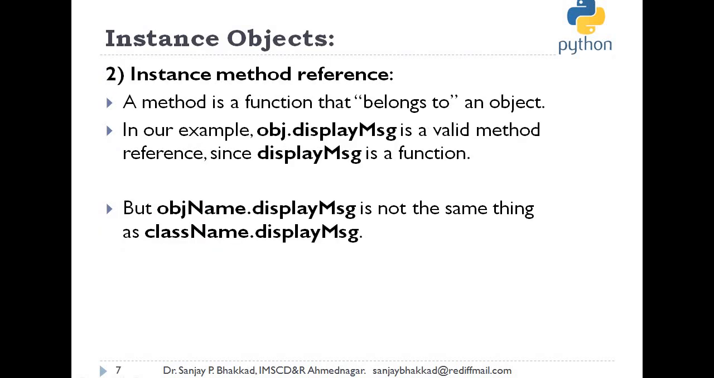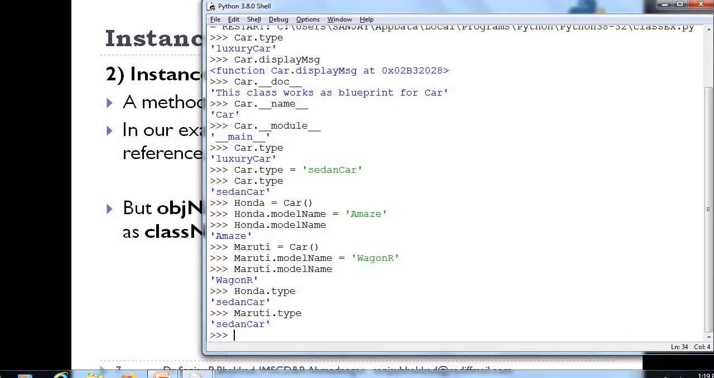Now let us see how to refer to the instance methods. A method is a function that belongs to an object. In our example, object name dot display message is a valid method reference since display message is a function. So let us try to refer to this particular instance method. This can be referred to by using object name dot method. For example, I say Honda dot display message and pass it some value.